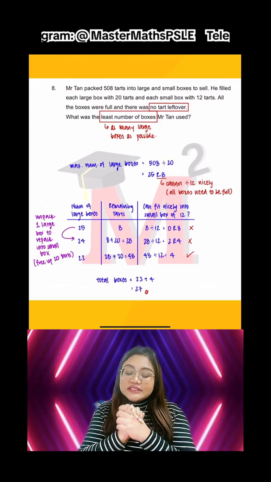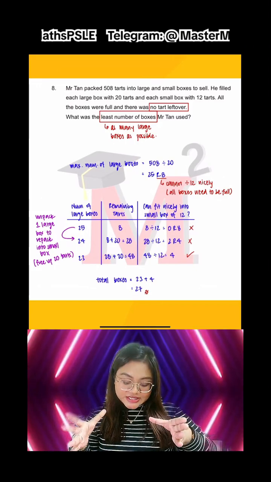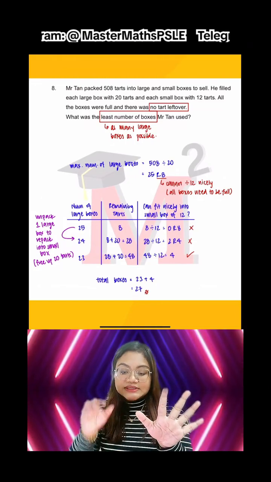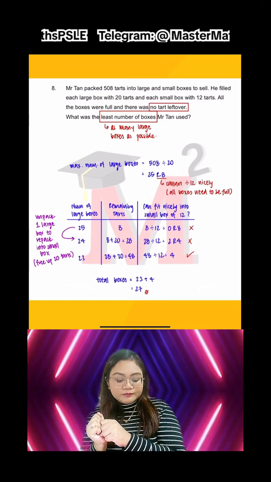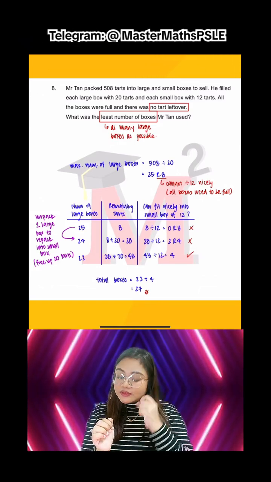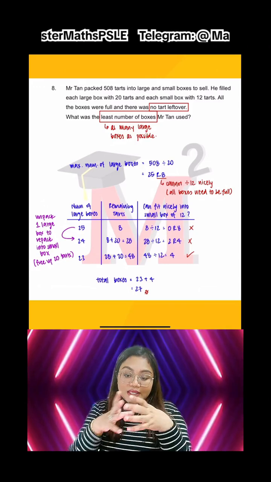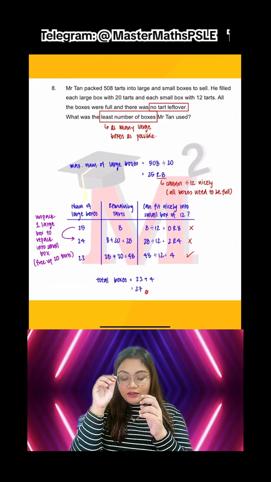All the boxes need to be full. So 8 tarts I cannot fit into a box of 12 nicely. So what I need to do now is, instead of 25 big boxes, I take out one big box and repack them into small boxes. Okay, so when I take out one big box, I'm only left with 24 big boxes, and that 20 tarts in that big box, I join with the earlier remaining to give me 28.